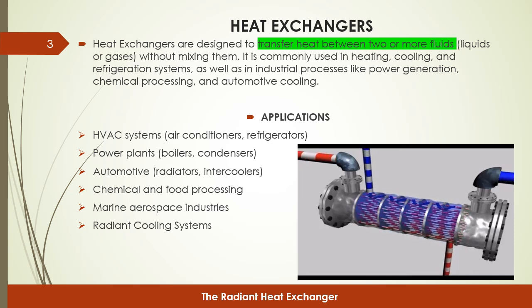They are used in air conditioning systems and refrigerators. Like an air conditioner, it makes a warm room cold. The heat is taken out of the room to the air conditioner and is given out to the surrounding. So the air conditioner works based on the concept of heat exchange. And we have power plants in industries, like boilers and condensers. They all work based on heat exchange. We have automotive devices like the car radiator. A car radiator takes out heat from the car engine and gives it to the surrounding. We have intercoolers. Heat exchangers are applied in chemical and food processing industries, marine and aerospace industries, and radiant cooling systems.